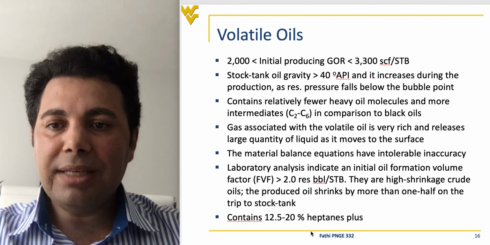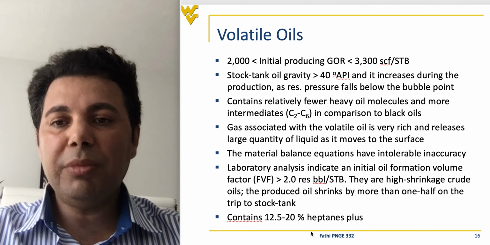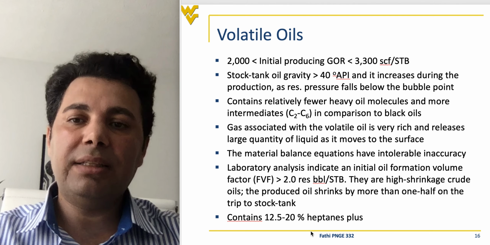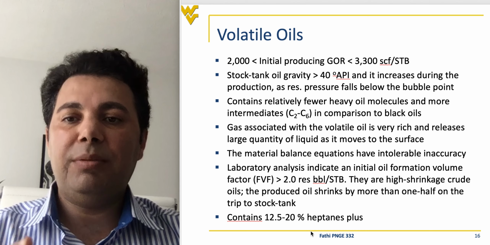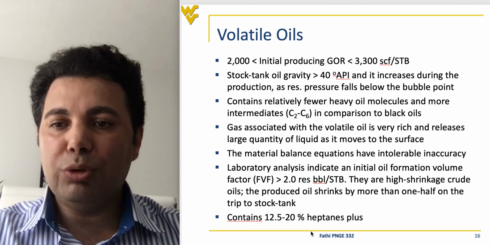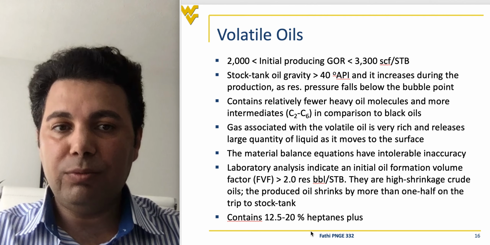The volatile oil has a stock tank gravity of greater than 40. So if you remember, in the case of black oil reservoir, we set the API gravity of less than 45. So in volatile oil, we have API gravity of more than 40. So there is this 40 to 45 degree of API overlap between the black oil and volatile oil.